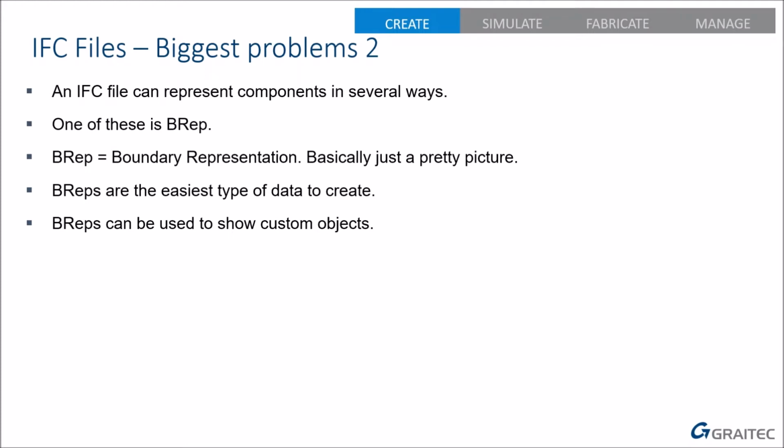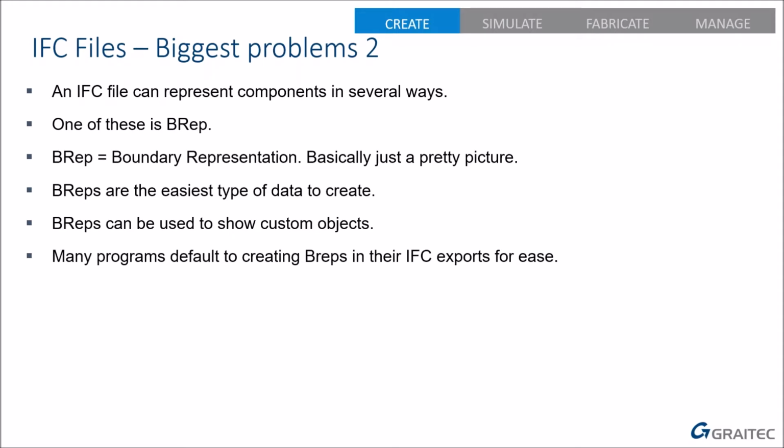They know what it looks like in whatever the exporting software is, so they can create a pretty picture of it in that exported file. But they don't know how to describe it officially in any intelligent way. So a lot of programs default that their export is always just going to create pretty pictures, or BREPs, in all the exported files, because it's just so easy to create. They haven't got to think about categorizing and adding intelligent data. So they just make a pretty picture of everything, and there you go.